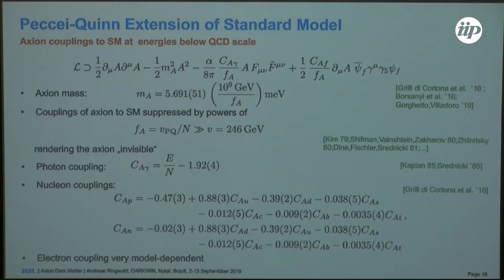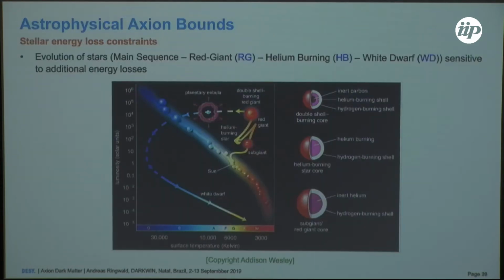The photon coupling has one piece which is more or less independent from the UV completion, because the axion mixes with the pion, and there's a model dependent piece which arises through these anomaly numbers, from the color anomaly and from the electromagnetic anomaly, which will generally give a contribution here. For the nuclear couplings, there's also a contribution coming just from the mixing with the pion, and the rest is ultraviolet dependent. And the electron couplings are very model dependent. We have seen that for a large decay constant the axion is very light and very invisible, so it could be a dark matter candidate. First, before I start into that, I will just mention shortly the astrophysical axion bounds.